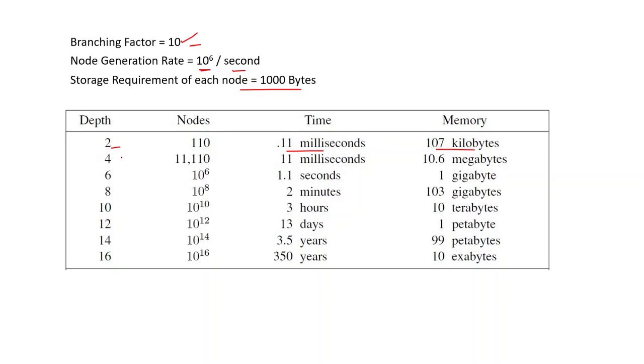And as the depth increases, say at depth number 16, the number of nodes will be 10 to the power 16. As a result, the time to explore the nodes will be 350 years and the memory needed will be 10 exabytes. So for a very large tree, breadth first search is apparently not a very good search strategy. It takes up too much time and memory.